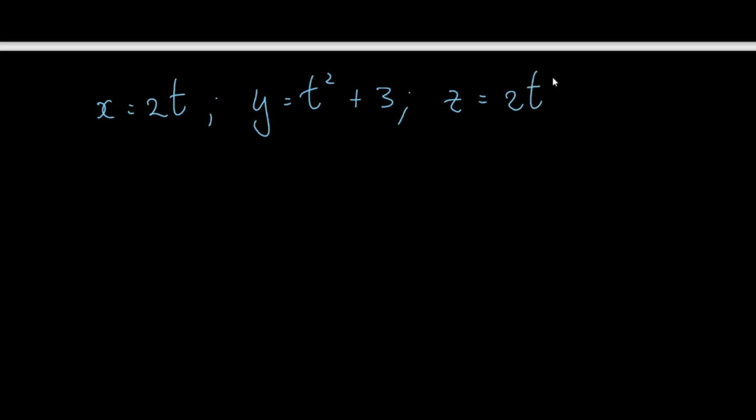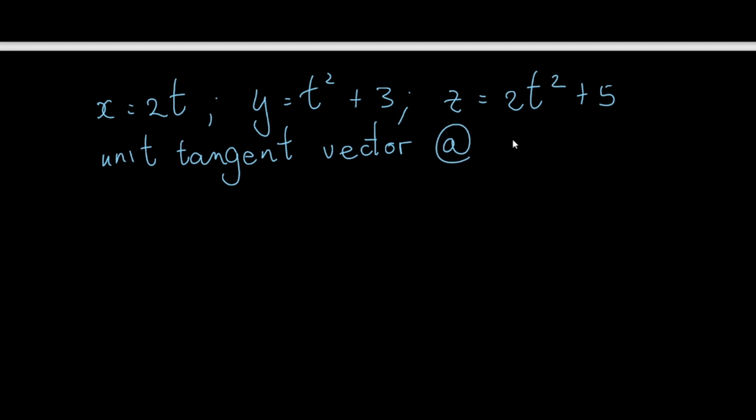If we have some kind of parameterized curve where x is equal to 2t, and y is equal to t squared plus 3, and z is equal to 2t squared plus 5. And the question is, what is the unit tangent vector at the point (2, 4, 7)?